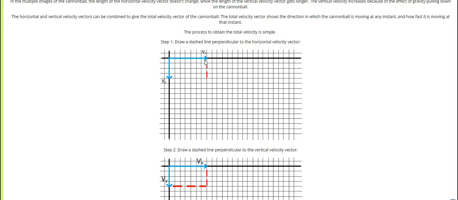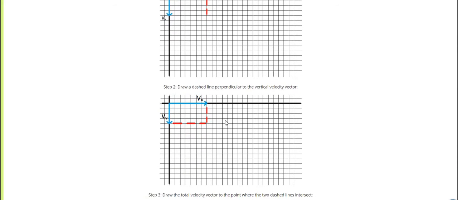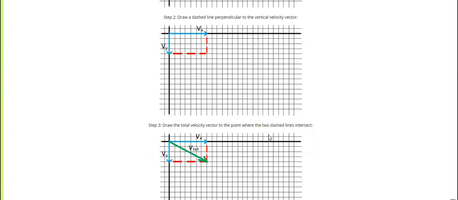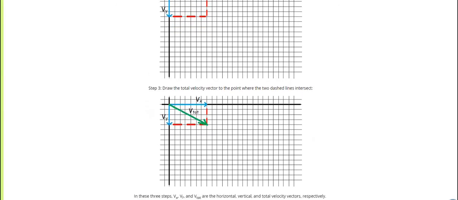We start by drawing a dashed vertical line from the end of the horizontal vector. We do something similar from the end of the vertical vector: we draw a dashed horizontal line. Then we can draw the diagonal of the resulting rectangle, which gives us the sum, or in other words, the total velocity of the cannonball.